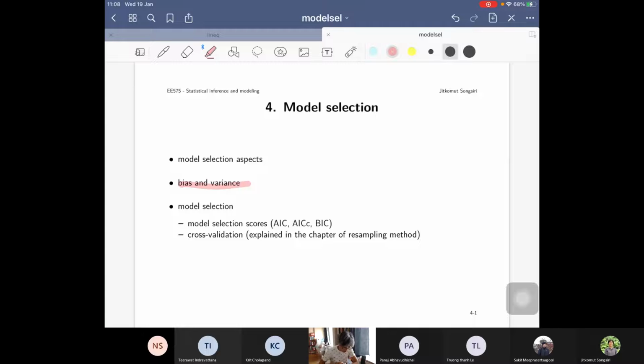The main point of today is to introduce the set of model selection scores. These are quantitative criteria for you to pick a good model candidate. Suppose you have many choices. The methods of model selection also include the validation approach and cross-validation approach, but we will discuss this in the next lecture, in the next video.